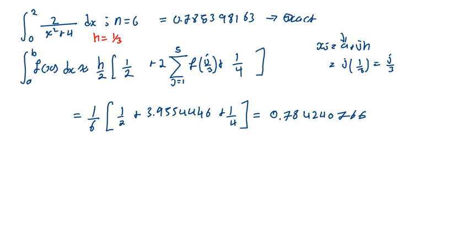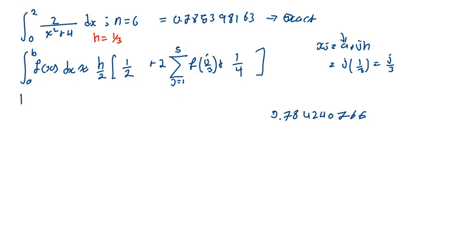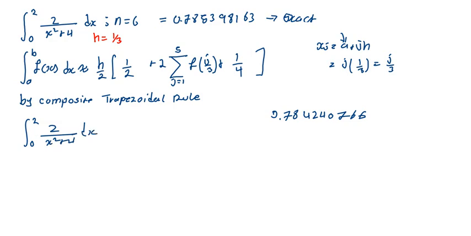So we can make our conclusion to say: by the composite trapezoidal rule, the integral from 0 to 2 of the function 2 divided by x squared plus 4 dx is approximately equal to 0.784240766. That's what we get.